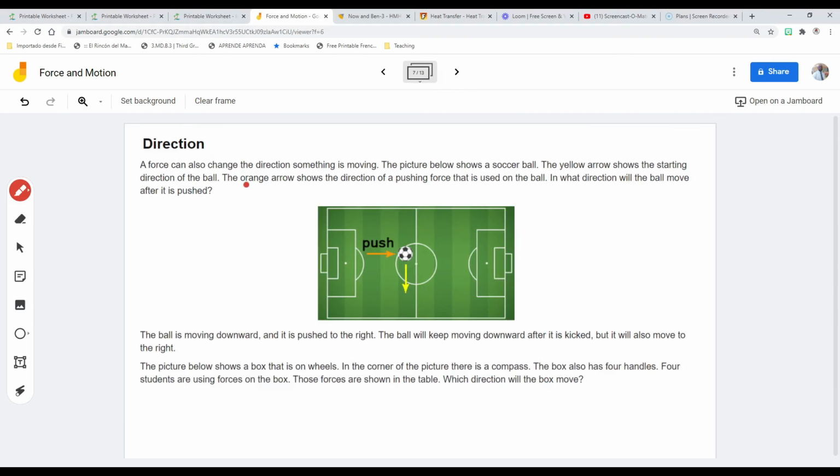Now let's talk about direction. Direction is where an object is moving, depending on the force applied to it, and the direction will also depend on the speed. A force can also change the direction something is moving.